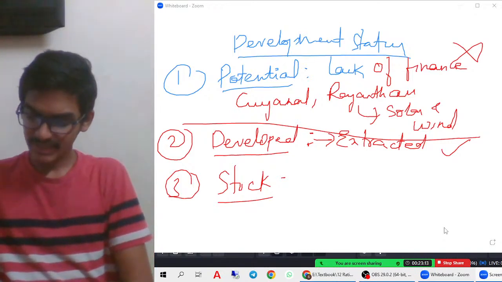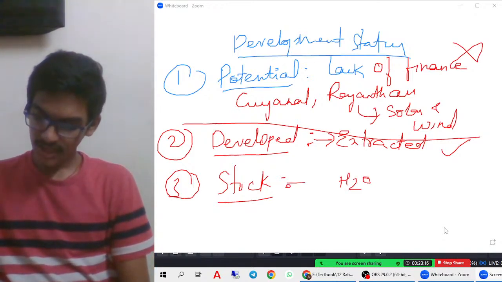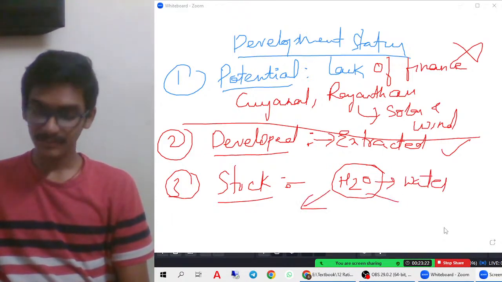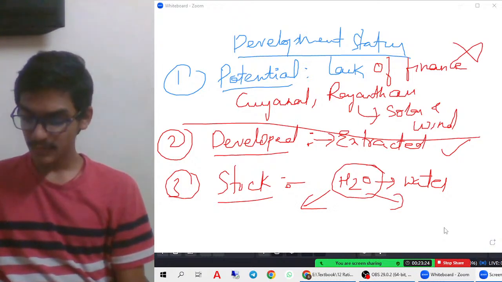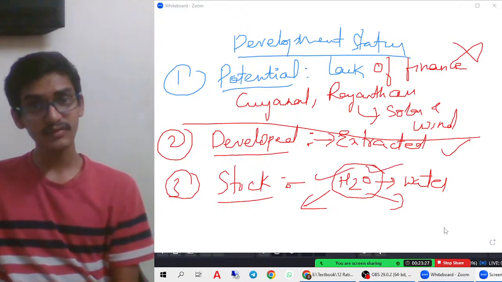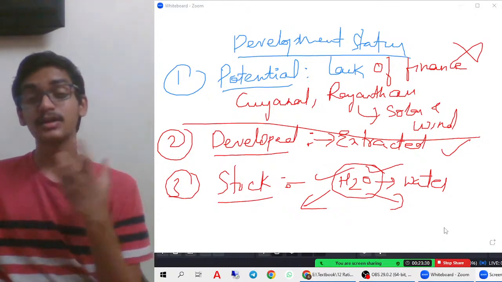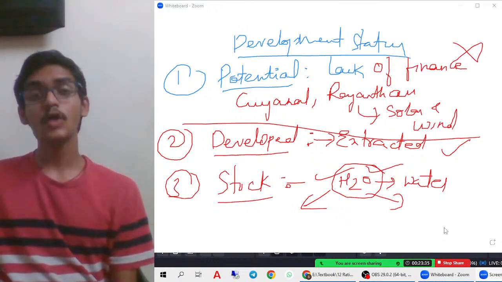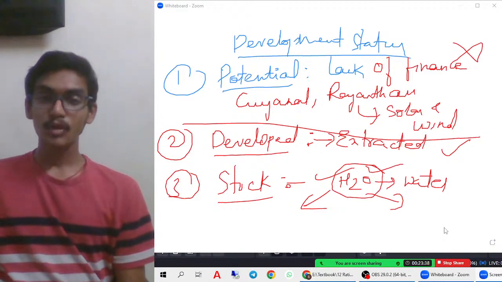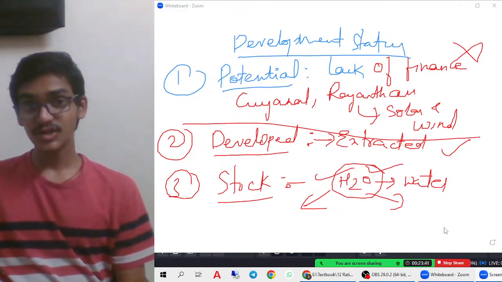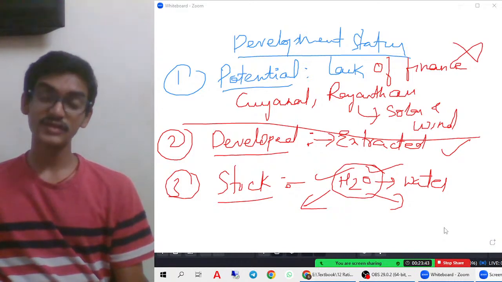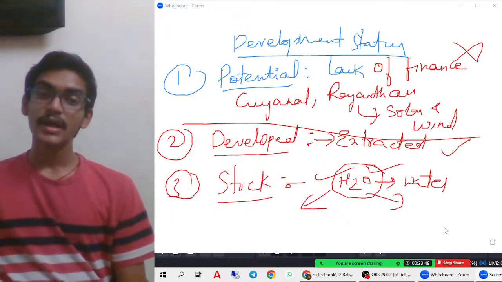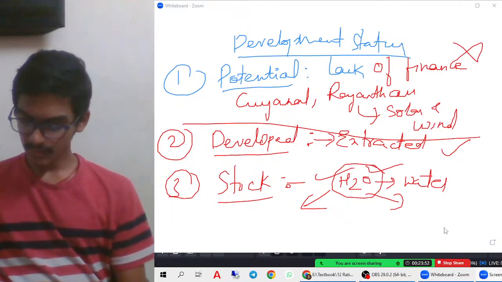One textbook example is H2O. This is a water molecule. From this we can separate hydrogen gas and oxygen gas. Hydrogen gas can be used for various things, and oxygen gas can also be used for various things. But we don't know how to extract or process them, how to bring out the hydrogen gas and oxygen gas from the water molecule. That machinery has not come till now. Resources that help in satisfying human needs, but for which we do not have the technology to extract them, are called stock resources.